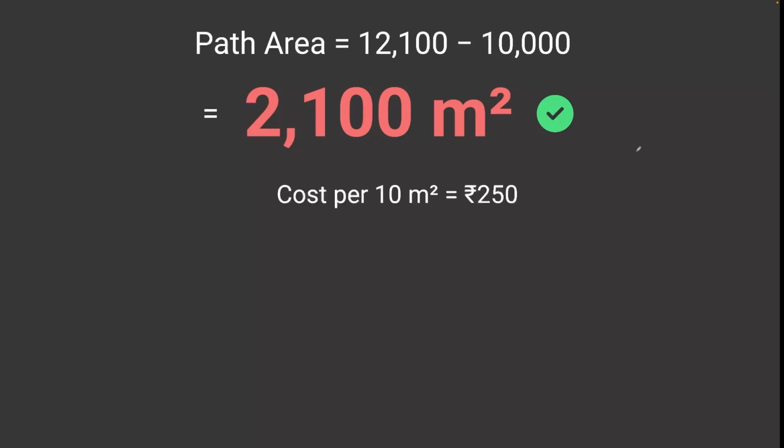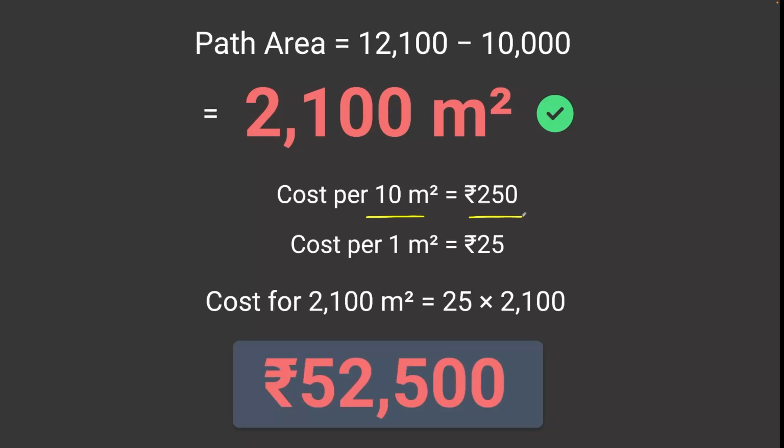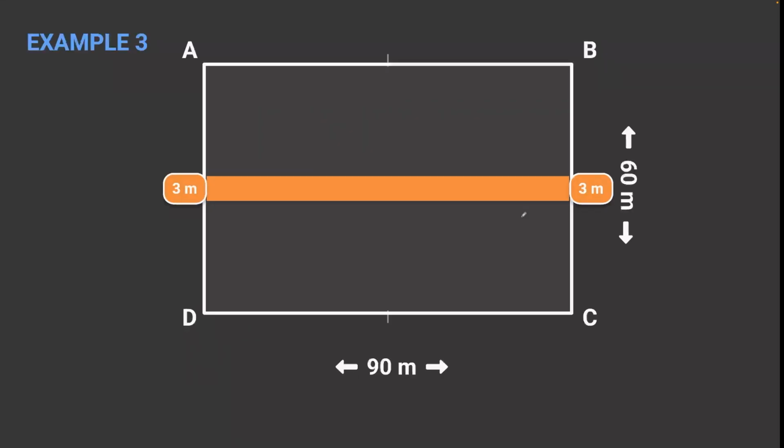Now we need to find the cost of paving it. The cost per 10 meters square is 250. So that means the cost per 1 meter square will be 25 if you divide both sides by 10. So the cost of 2100 meters square will be 25 times 2100, which is 52,500 rupees. Great. Now let's try one last example.